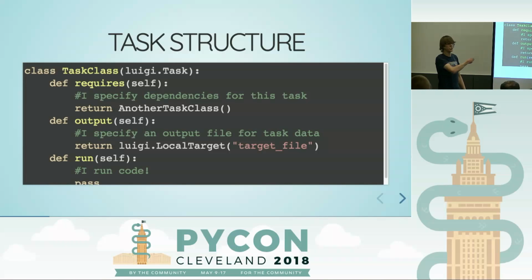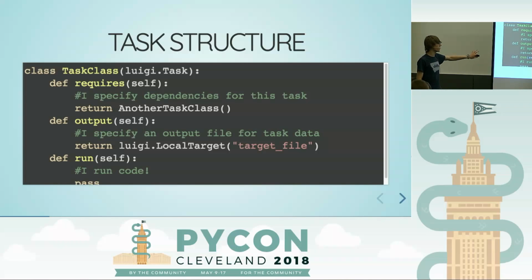subclass Luigi.Task. That way Luigi knows that this is in fact something for it to pick up and something that can actually run. And the Luigi task has to consist of 3 different methods: requires, output, and run. What the requires does is it simply defines, here are the upstream dependencies for this task instance.